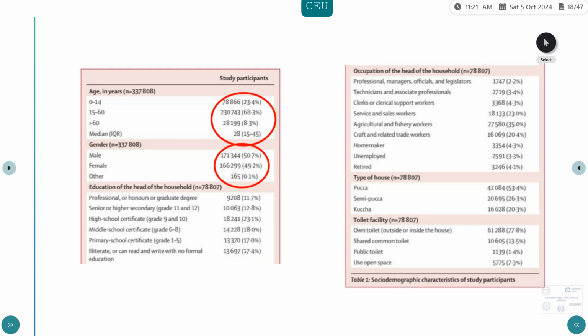So just to look at the baseline characteristics of the study participants. Most of the age group was between 15 to 60, which was around 68.3%. Men and women were equally distributed, around 50 and 49%. Now, how they surveyed each household is they surveyed the head of the household, and head of the household they described as the person who either takes care of the house or financially supports the house. And then they mentioned their education and occupation. At the end, they've also mentioned type of house and toilet facility, I'm guessing to indicate rural or urban situation.